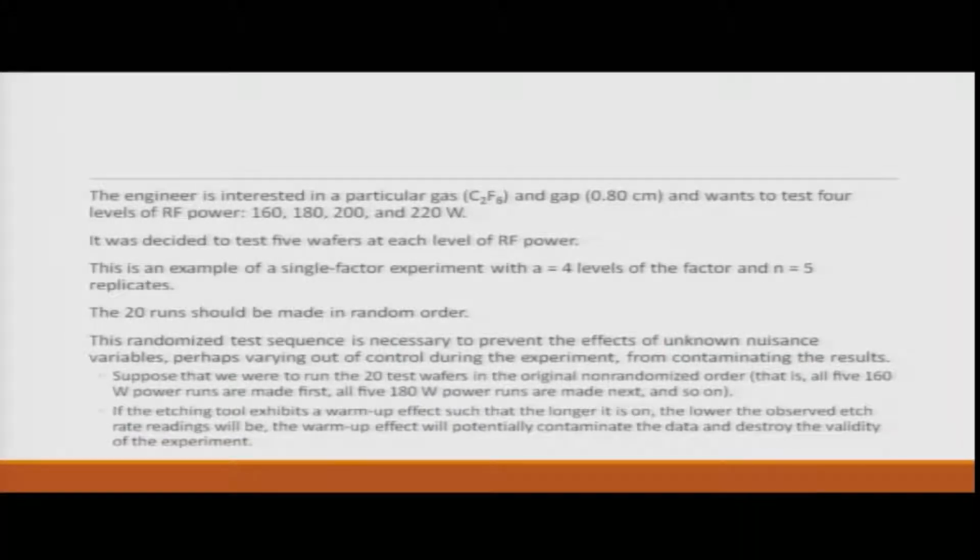Variables which you cannot control, perhaps varying them during the experiment, is best to prevent them from contaminating the results. Suppose that we were to run 20 test wafers in the original non-randomized order, that is all five at 160 first, then 180 and so on and so forth. If the etching example exhibits a warm up, for example, when you are doing it at 160 one at a time, first go, then 180.